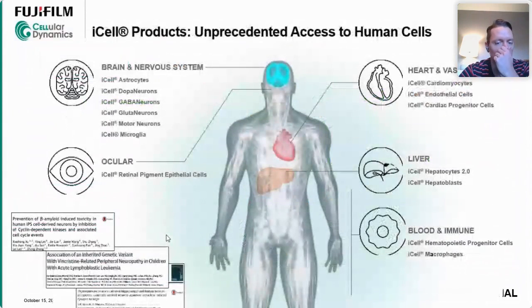So we're up to about 15 cell types and counting. One of the big areas we have a lot of focus on is in the nervous system. These are difficult cells to use, or there's not a lot of access to human cells from the brain and the heart. So this is a big area that we've focused on providing these.